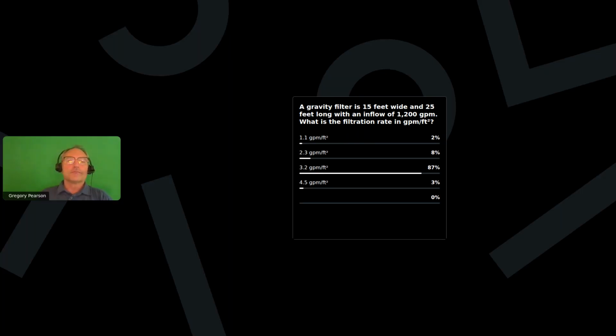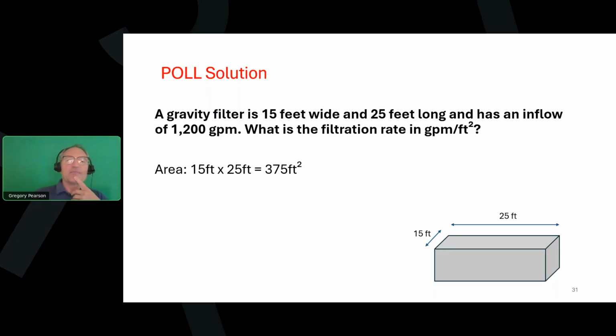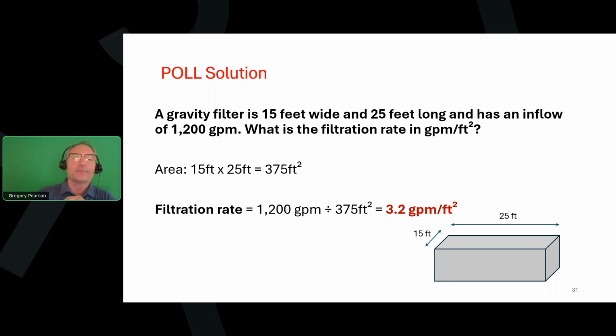2% said 1.1 gallons per minute per square foot. 8% said 2.3. 87% said 3.2, and then 3% said 4.5. All right, let's look at the solution here. Here's our filter. I drew a little diagram, 15 by 25. We calculate the area. 15 times 25 equals 375 square feet. To calculate the filtration rate, we take our 1,200 gallons a minute divided by 375 square feet, and we get 3.2 gallons a minute per square foot. Great job, everyone.